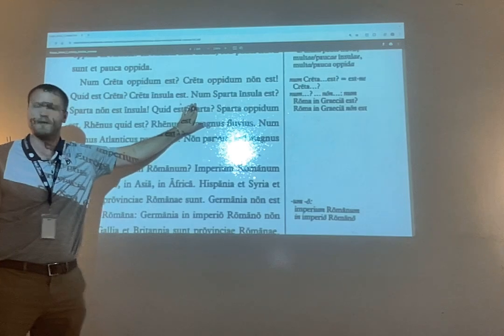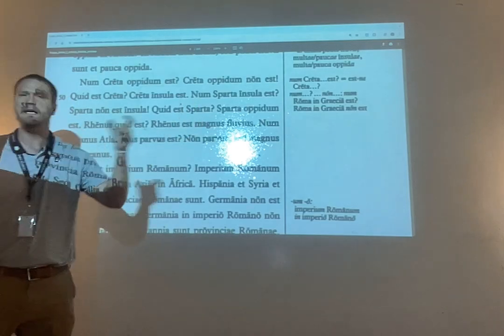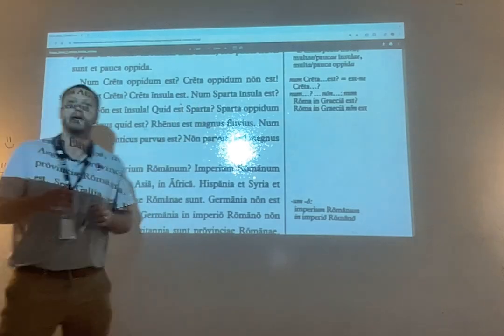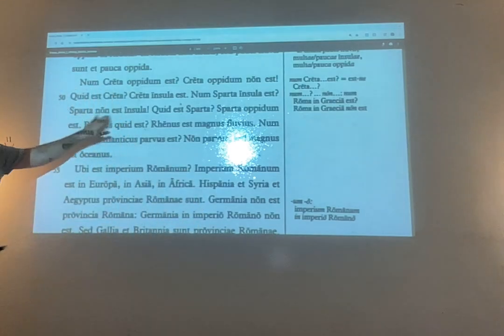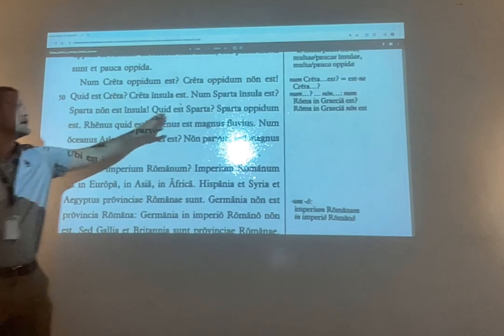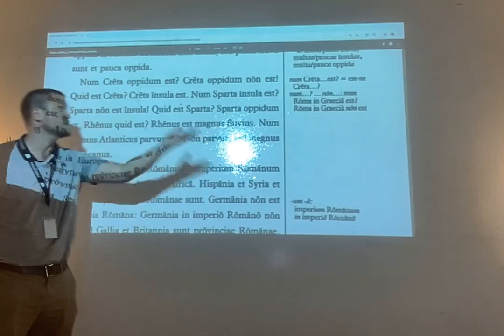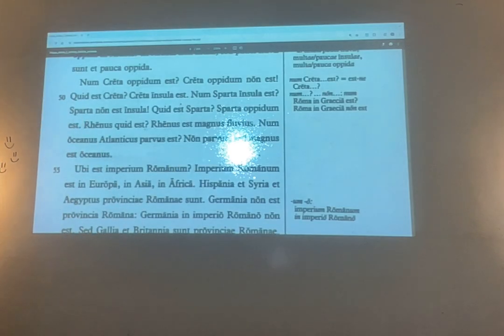You guys see that? Good. Okay. Num Sparta insula est. So what's that saying? Is Sparta an island? Sparta non est insula. Good. Quid est Sparta? What is Sparta? Sparta oppidum est. Is a town.